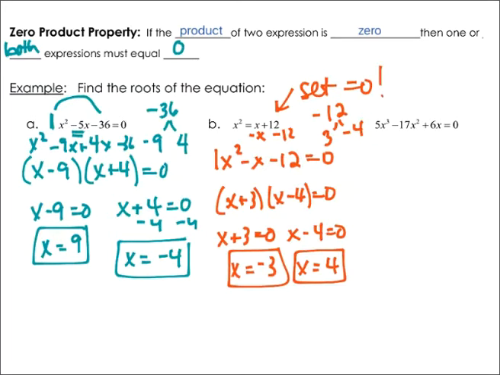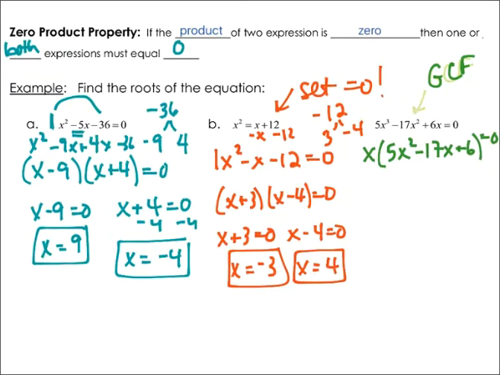We have, first of all, look for a GCF. Let me make that darker. Look for a GCF. Notice, maybe you can't divide the numbers, but they all have an x. So I'm going to take an x out. And I'm left with 5x squared minus 17x plus 6 equals 0.